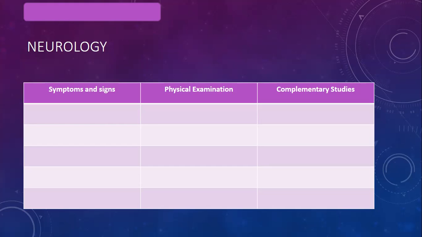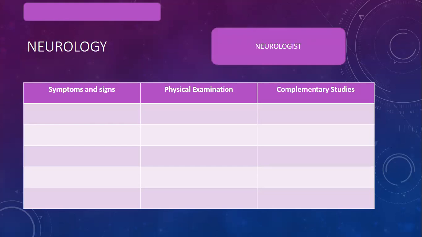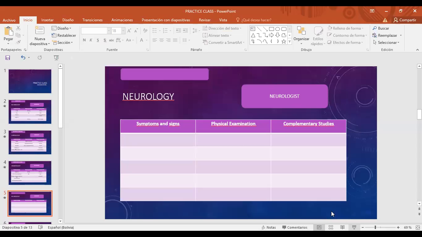Neurologist. Yes, great. What does this specialist do? Well, it examines all that has to come to the central system. Central nervous system. Okay. Central nervous system.